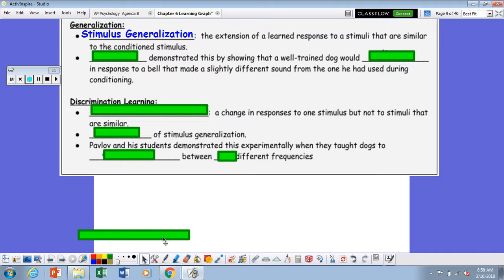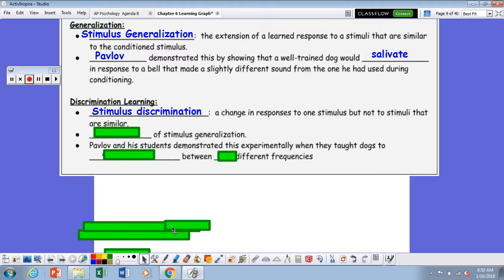Generalization. Stimulus generalization is an extension of a learned response to stimuli that are similar to a conditioned stimulus. Pavlov demonstrated this by showing that a well-trained dog would salivate in response to a bell that made a significantly different sound from the one that he had been using during conditioning. So rather than a tuning fork, he might get a hand bell, or if this was modern day, he might get a modern day buzzer. And for some reason, the dog would salivate. Okay, that would be stimulus generalization.